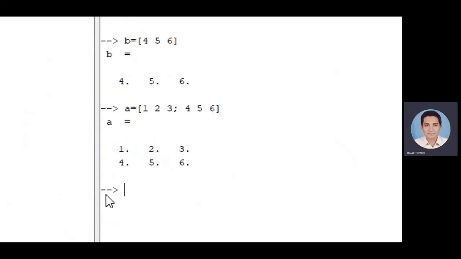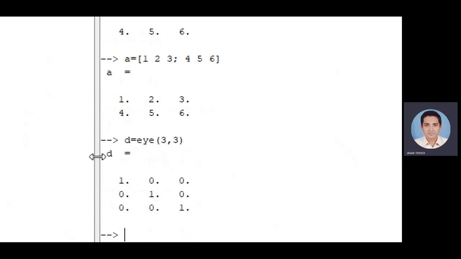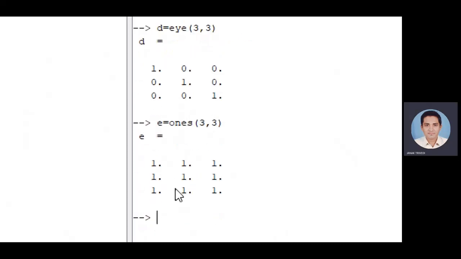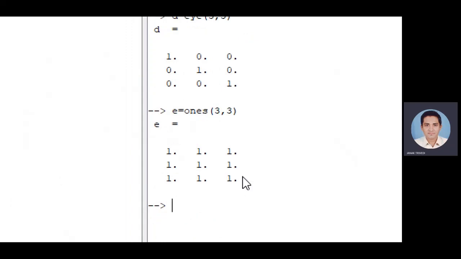If I want to create a different kind of matrix, like D is equal to eye(3,3), it indicates a 3 by 3 matrix with diagonal values equal to 1. Then similarly you can also create ones, like E equal to ones(3,3). So a 3 by 3 matrix where all the values are 1 is created.